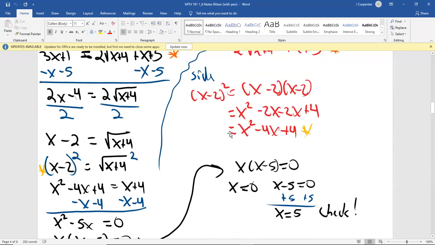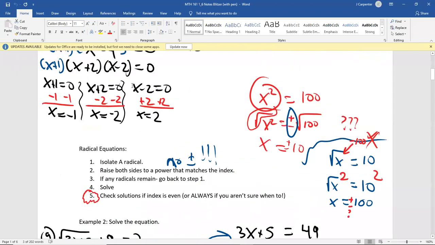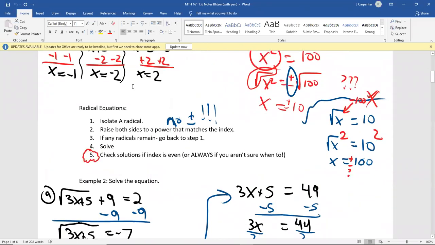Just taking a minute to reiterate what we did last time in this 1.6 section, which we call other types of equations. This isn't every other type of equation in the world, not even close. But we did focus on polynomials, which we said the only way we'll solve polynomials higher than an x squared or an x cubed in here are solved by factoring. We did an example, because we'd already basically done some of those in the past.